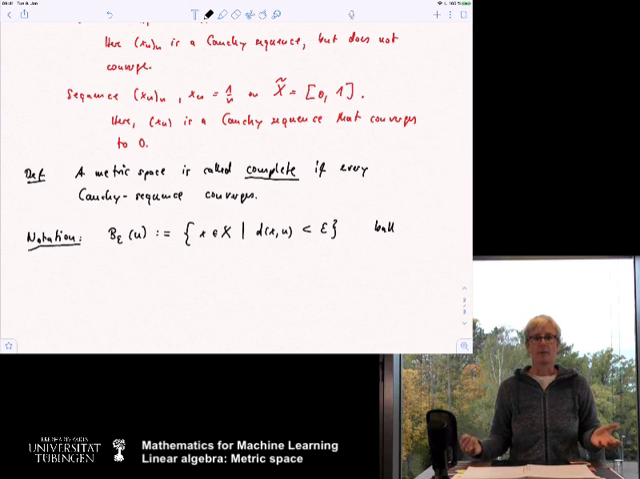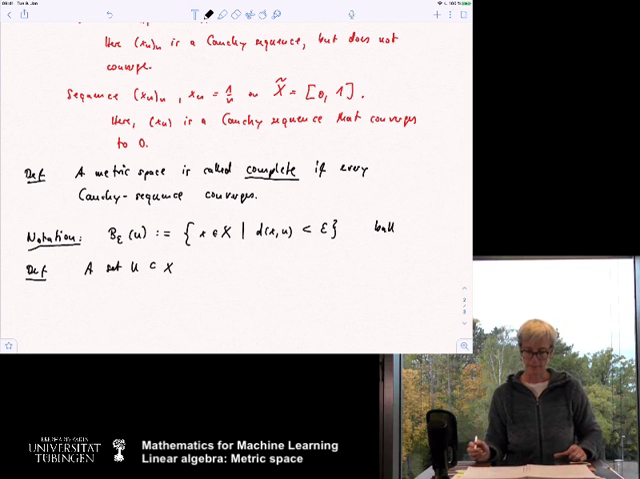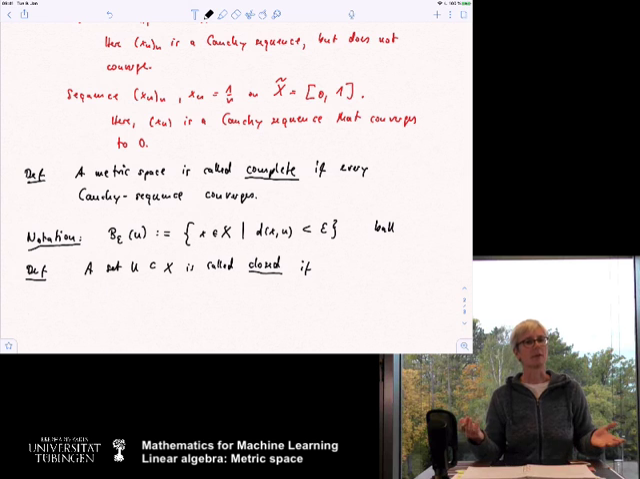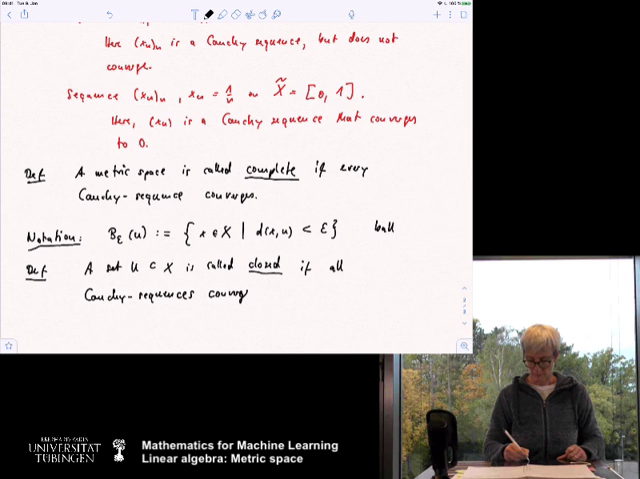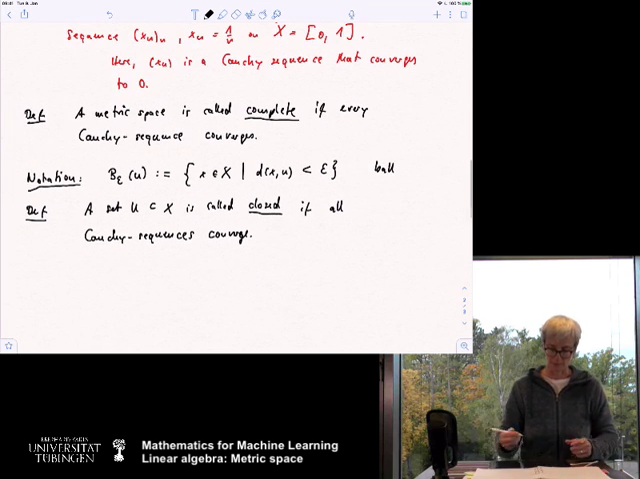And now we can define what it means to be open or closed. So definition: a set U in X, so some subset in the metric space, is called closed if all Cauchy sequences converge. The next thing is when is a set open? That's sort of the opposite of being closed.